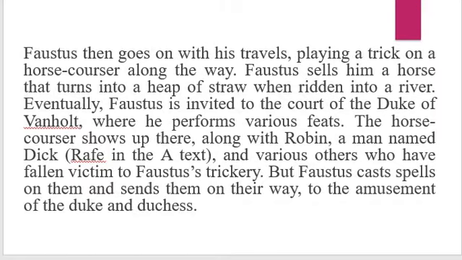The horse courser shows up there along with Robin, a man named Dick, Raffi in the A text, and various others who have fallen victim to Faustus' trickery. Faustus casts spells on them and sends them on their way, to the amusement of the Duke and Duchess.